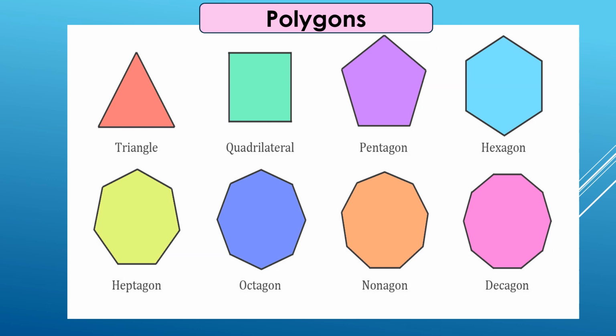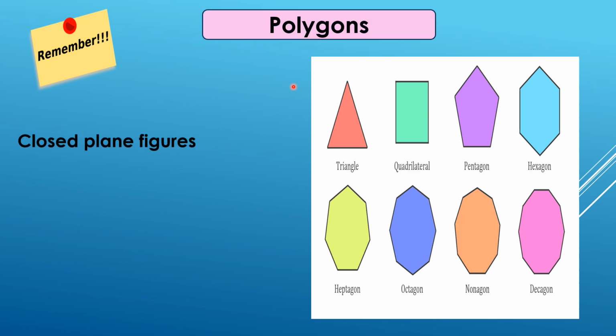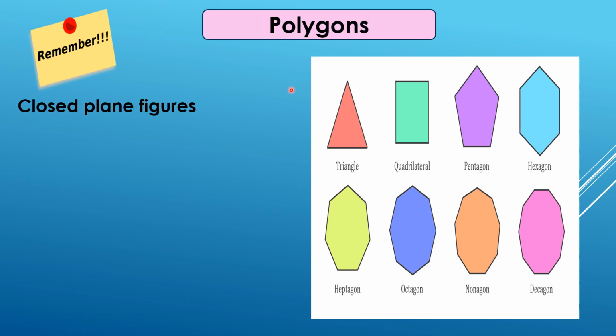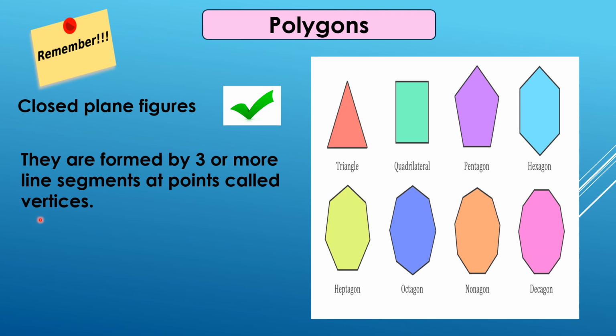Right, students? So remember that polygons are closed plane figures. Look at the figures again. They are closed. There is no gap or opening. And they are formed by 3 or more line segments connected at points called vertices. So we have line segments that are connected at points called vertices. Very well.